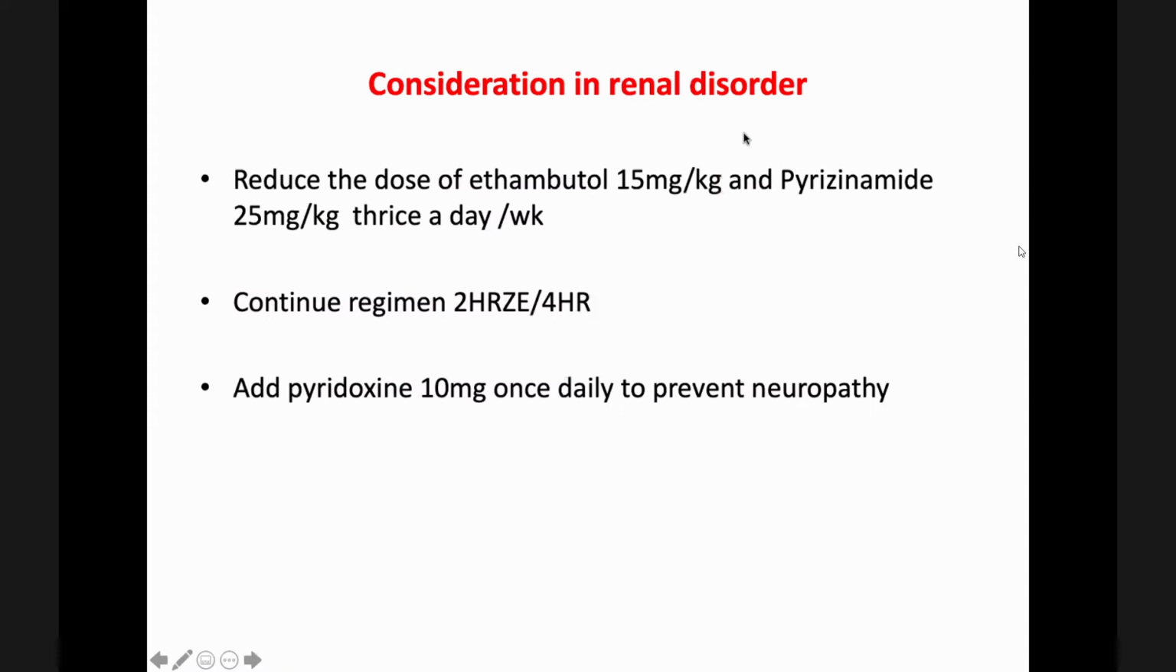What is the consideration in renal disorder? Reduce the dose of ethambutol to 15 milligram per kg, and pyrazinamide to 25 milligram per kg, which you can use three times a week. Continue the regimen the same, 2 HRZE and 4 HR. Ideally you have to reduce the dose of ethambutol and pyrazinamide in a patient with renal disorder.